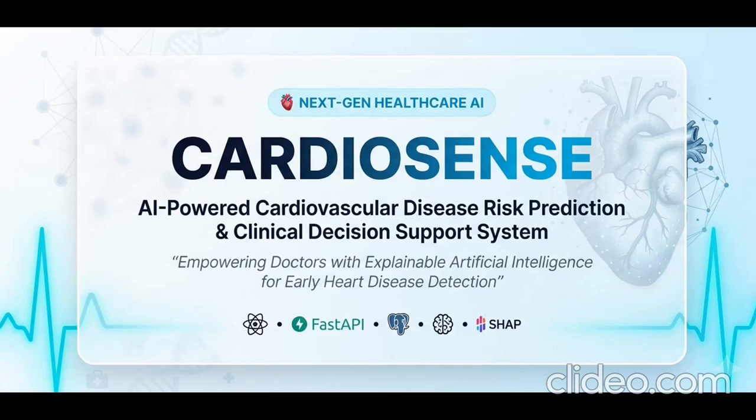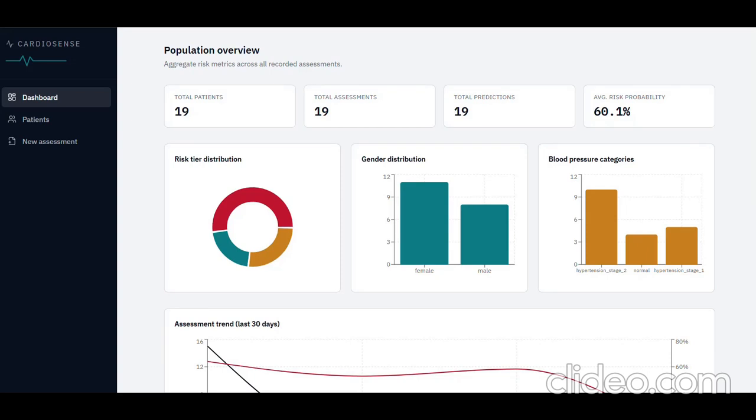CardioSense, an AI-powered cardiovascular disease risk prediction system built with React, FastAPI, machine learning, and PostgreSQL. This is the CardioSense dashboard, a real-time overview of every patient and assessment in the system. At a glance, you can see total patients, total assessments, and the average risk probability across the population.